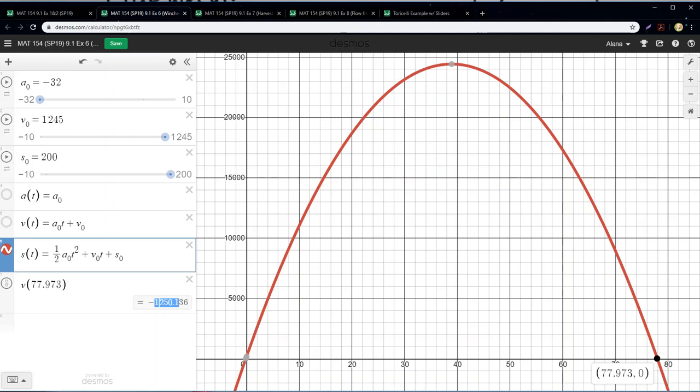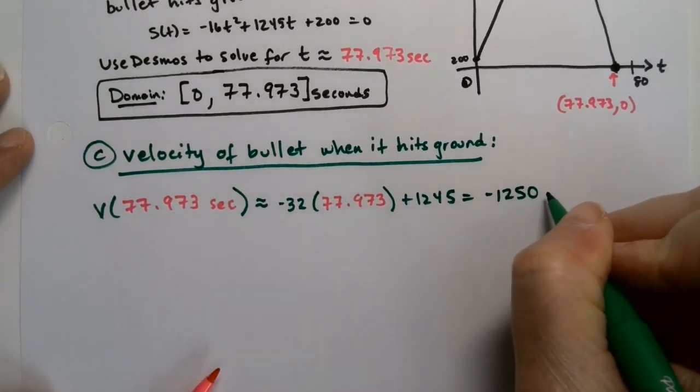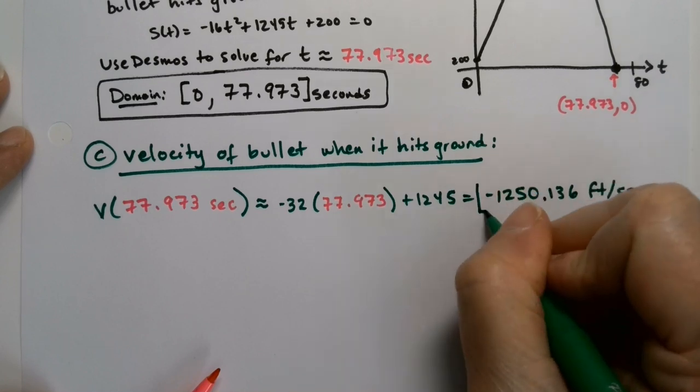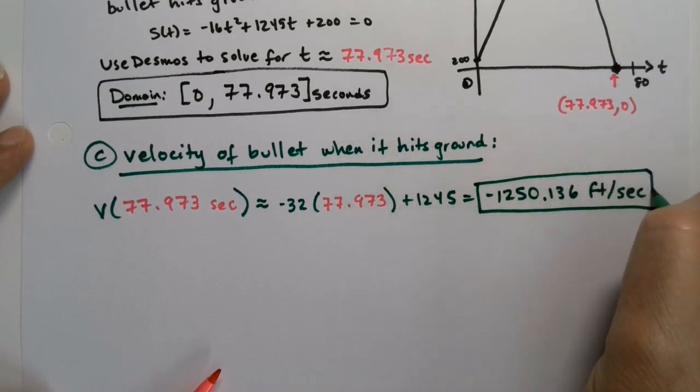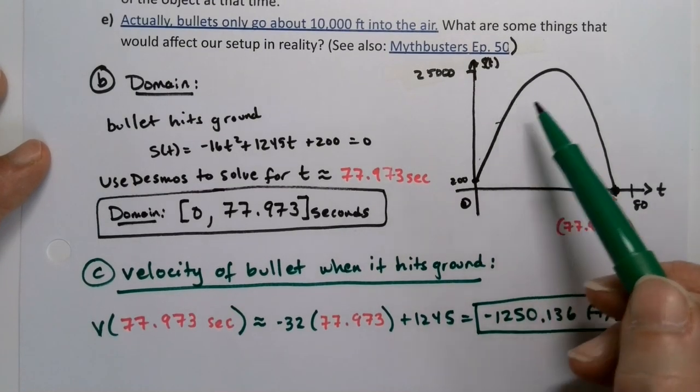and I think I already have it in Desmos. Yep, right here. Since I defined V of t and I set my A0, V0, and S0 appropriate to the question, I'm able to find it's negative 1,250.136. That would be feet per second because it's a velocity. It's negative because it's going downward. So it's positive velocity for this section of the graph. It's negative velocity for this section of the graph.